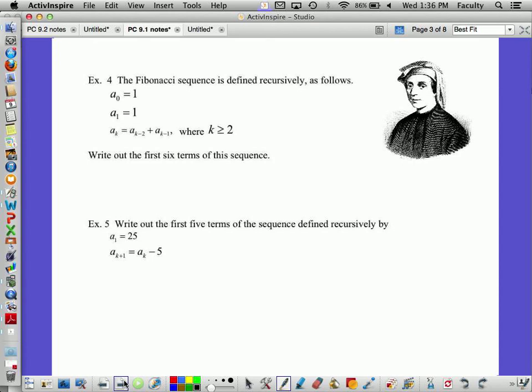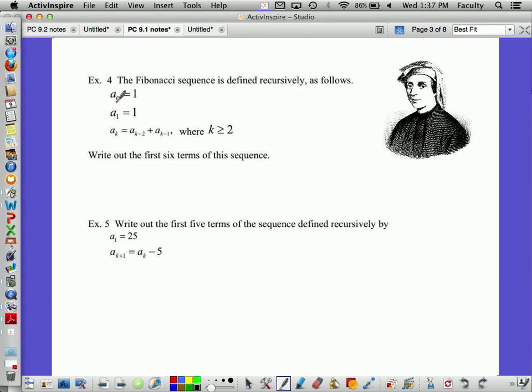So with the Fibonacci sequence, sometimes they start with a sub 1 as the first term, and sometimes they start with a sub 0. I'm not quite sure why they would want to do that. It wouldn't matter if you said a sub 1, a sub 2. It's the same thing, okay? But then here, this is notation that's going to be very, very abstract. So it says a sub 0 is 1, a sub 1 is 1. A sub k means I'm going to the very next one.